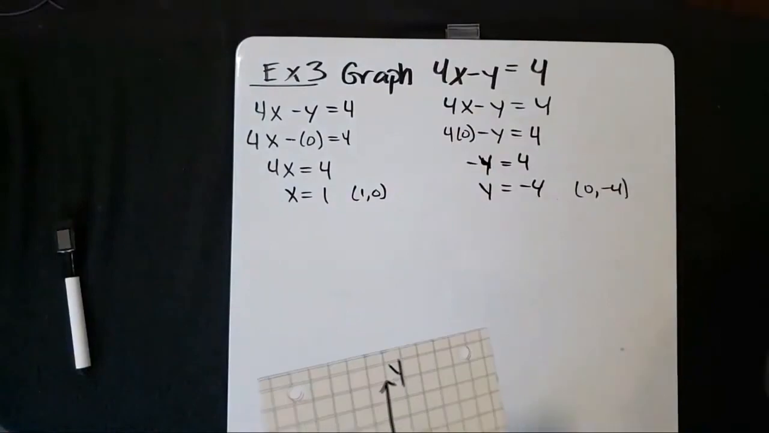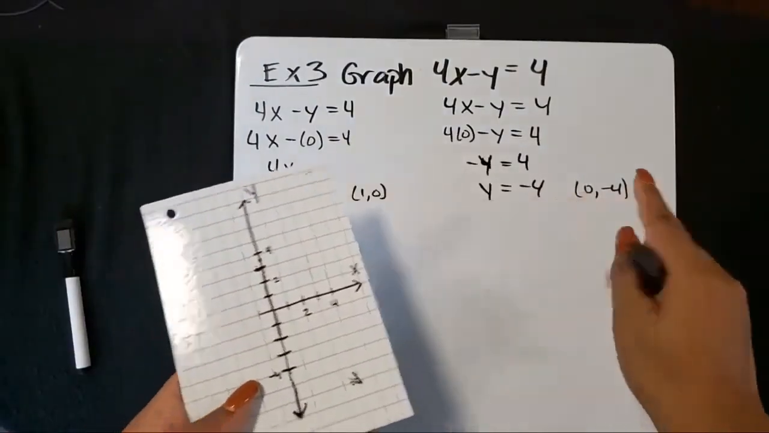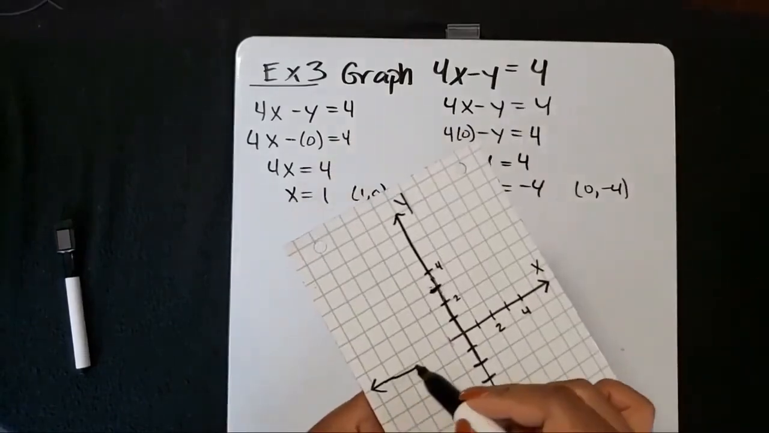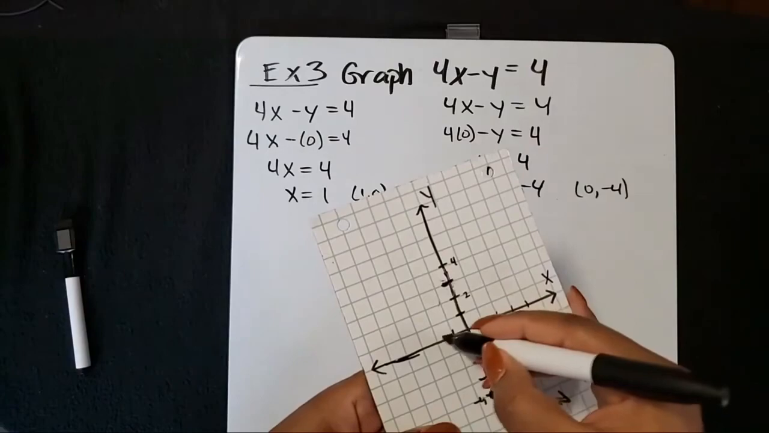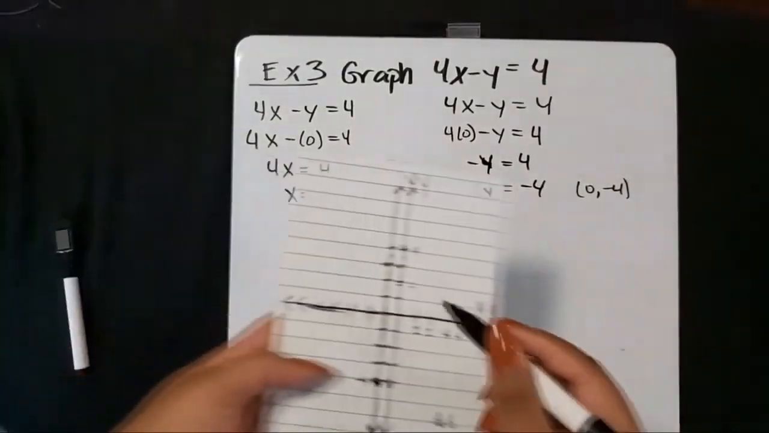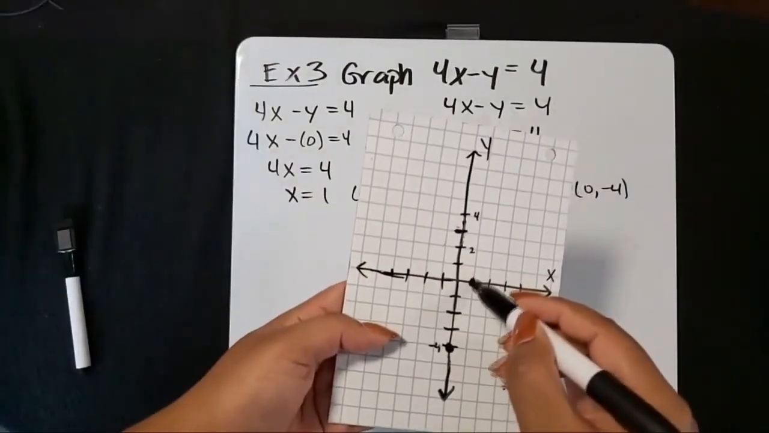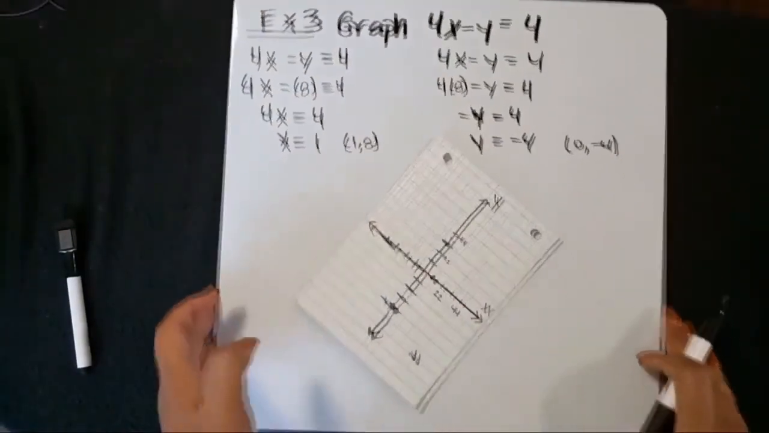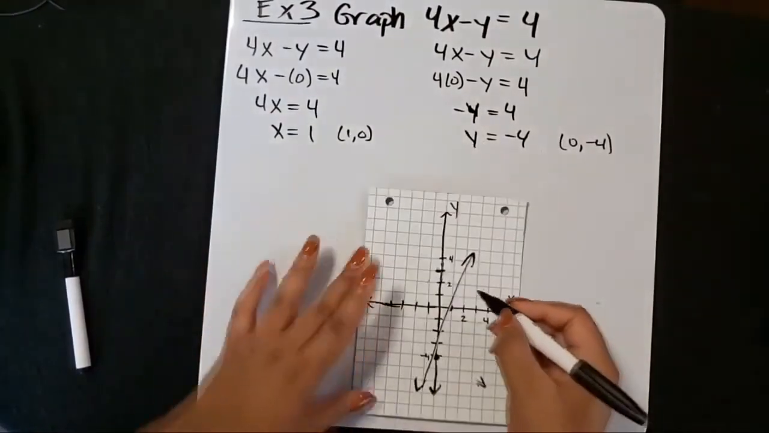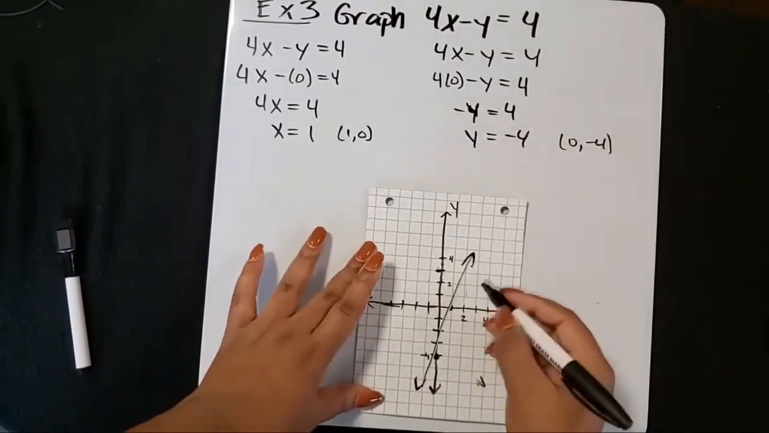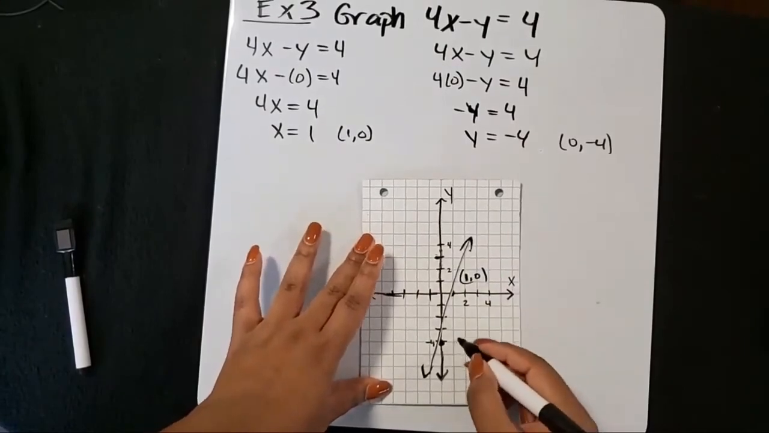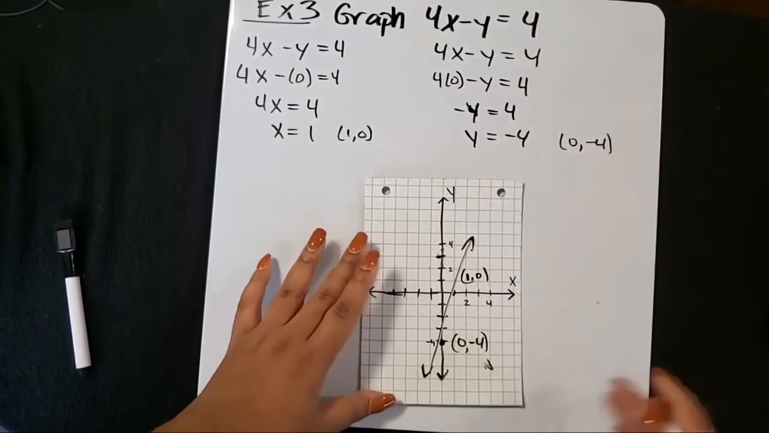When graphing it, we need to put a point at (0, -4), which is the negative 4 on the y-axis that I was thinking about earlier. And we have the 1 on the x-axis, which is right here. And we just connect those. And that is the graph. We got (1, 0) and (0, -4).